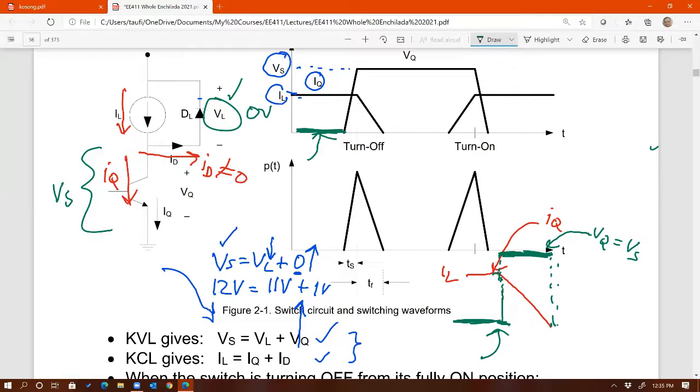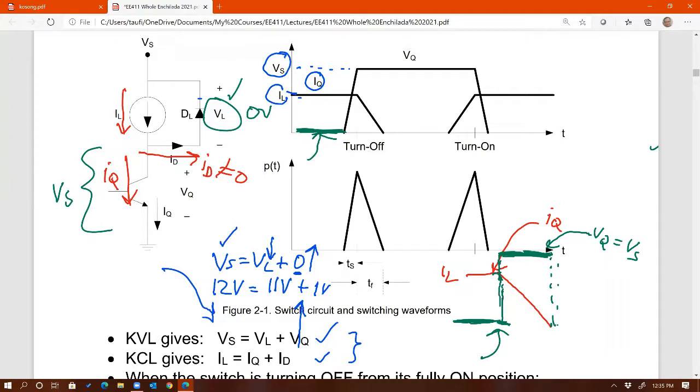So right at that point, when current through the switch starts to come down, voltage across the switch is 0. And then as soon as the switch turns off, current through the switch goes down, and in order to accommodate the diode current, voltage across the switch must jump to VS, like that. Does that make sense? Any question on that one? Make sure you understand this part. Yes or no? You gotta let me know. Oh, you have a question.